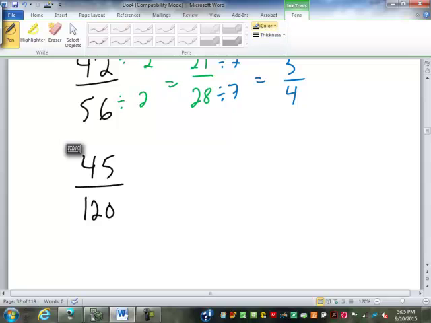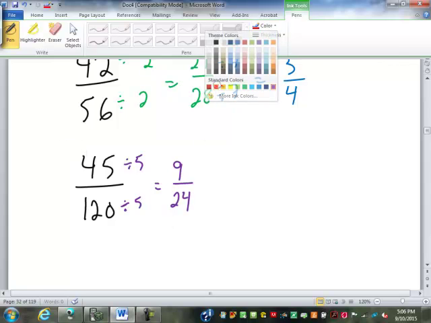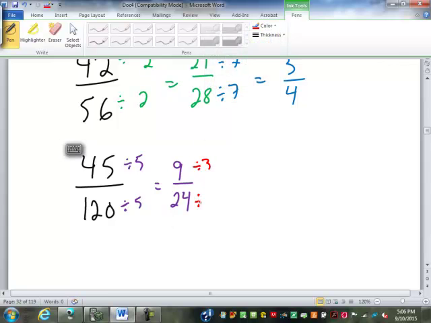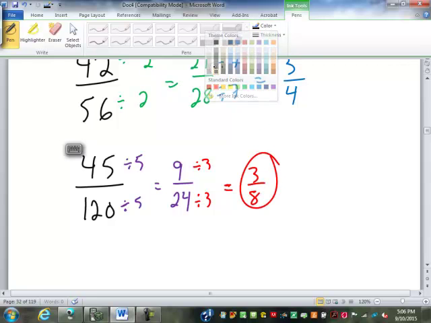How about 45 over 120? Can both those be divided by 5, right? 45 divided by 5? 9. 120 divided by 5? 24. All done? No. Both divided by 3. 9 divided by 3? 3. 24 divided by 3? 8. 3/8. Perfect. Any questions?